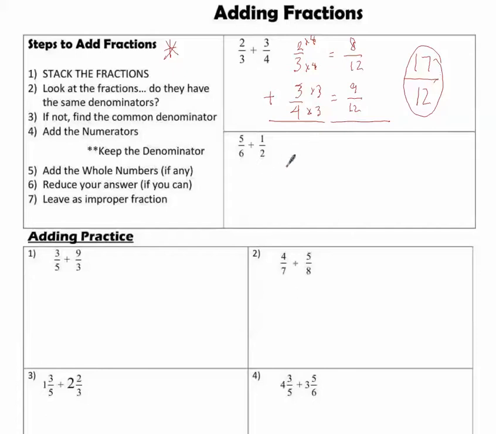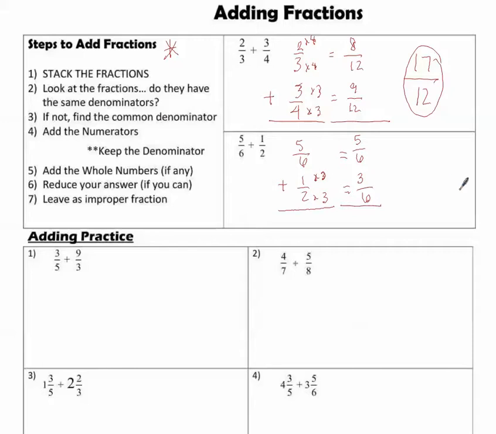Let's try the second one. Stack your fractions. Look at your denominators. They are not the same, so you need to find a common denominator. In this case, 6 is your common denominator. So 5/6 will stay the same, but you need to multiply 3 times 2 to get 6. Whatever you do to the bottom, you must do to the top. 1 times 3 is 3.